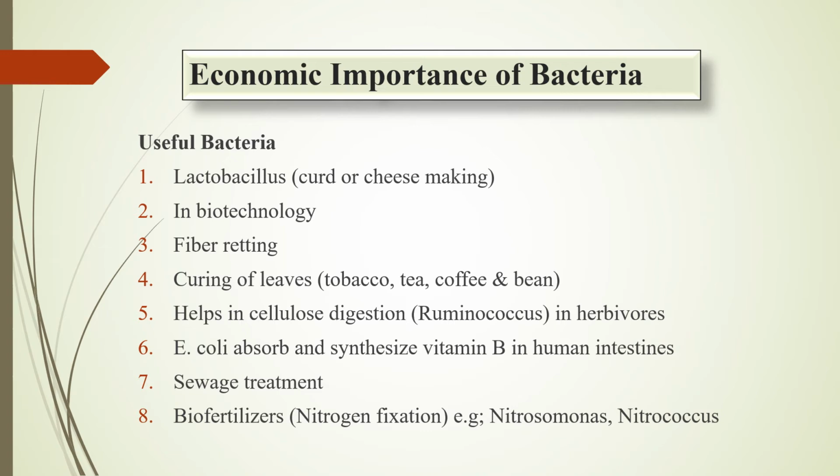Escherichia coli bacteria absorb and synthesize vitamin B in human intestines. They are used in sewage treatment, and they are also used as biofertilizers, like in nitrogen fixation. Examples of nitrogen-fixing bacteria are Nitrosomonas and Nitrococcus.